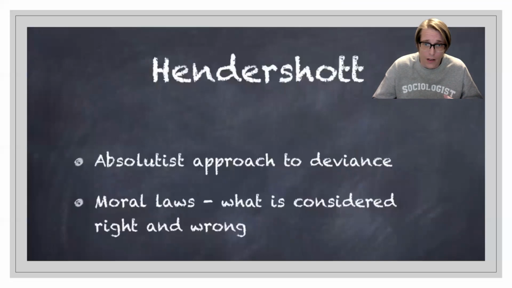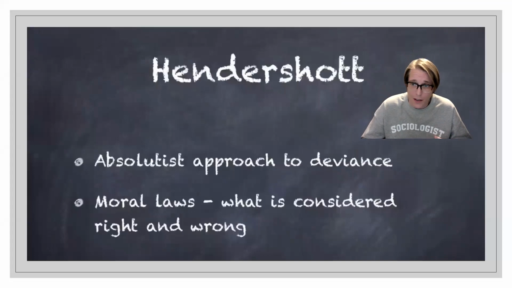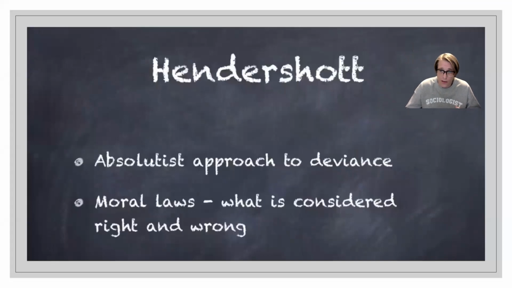Great, right? The next person we're going to talk about is Hendershot and his view towards deviance. Now, Hendershot's absolutist approach argues that society is based on most people conforming and agreeing to moral law. What is right, what is wrong, these unwritten laws are values of society. They extend throughout history. Quinney's theory extends beyond a relativist approach, such as Becker's, in that it is used to understand the social power of perspective.